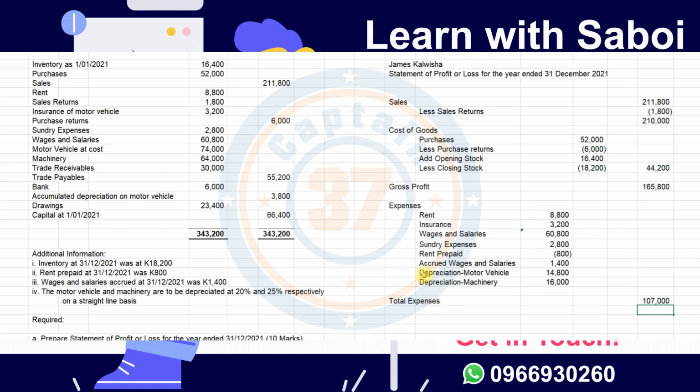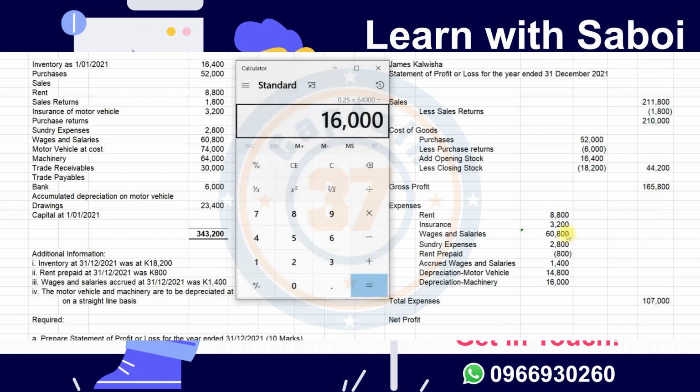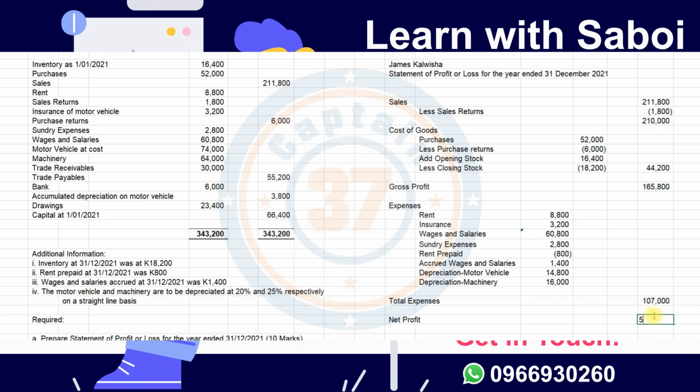What we need to do now is calculate the net profit, and the net profit is basically all these expenses subtracted from the gross profit. And so once more, pull out the calculator. 165,800 subtract 107,000, and this gives us 58,800. And this is our net profit.